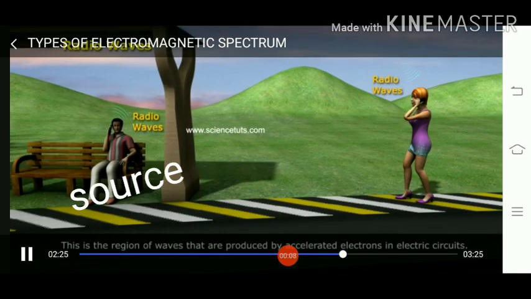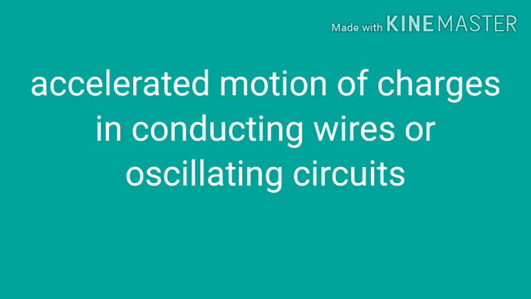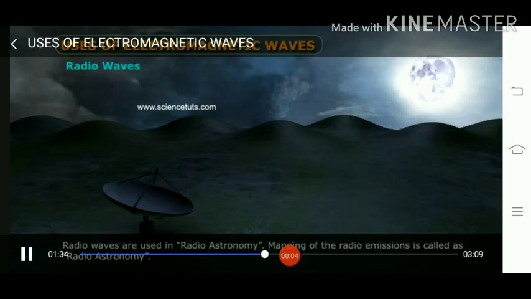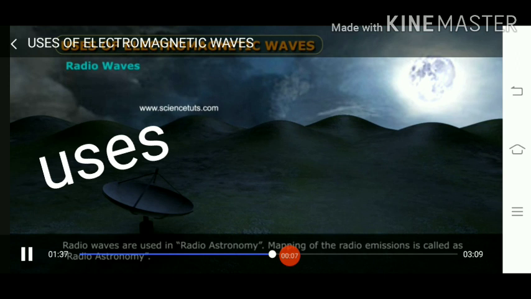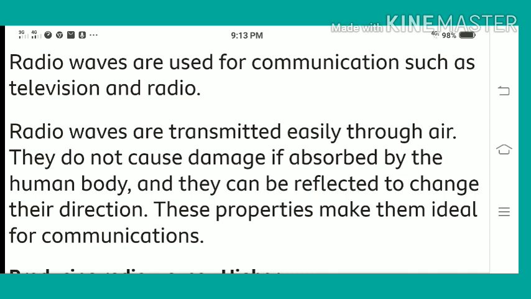Next, the source of radio waves, from where they are generated. You studied that any EM waves get generated from accelerated charges. So, radio waves are produced by the accelerated motion of charges in conducting wires. Radio waves are used in radio astronomy, in radio and television communication systems and voice communication over mobile phones. They are transmitted easily through air. They do not cause damage if absorbed by the human body, and they can be reflected to change their direction. These properties make them ideal for communications.